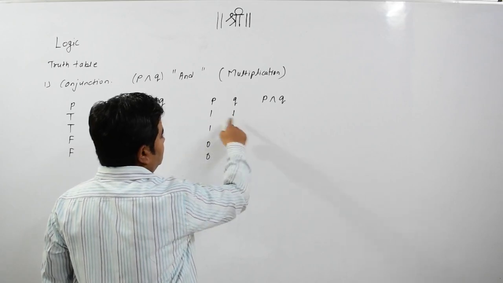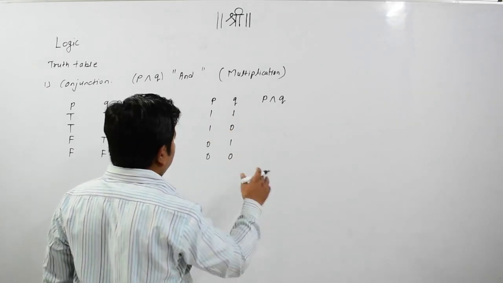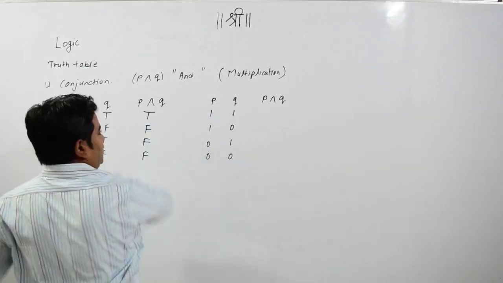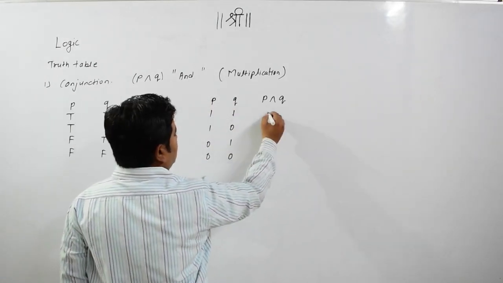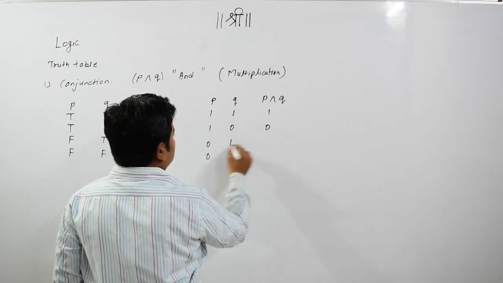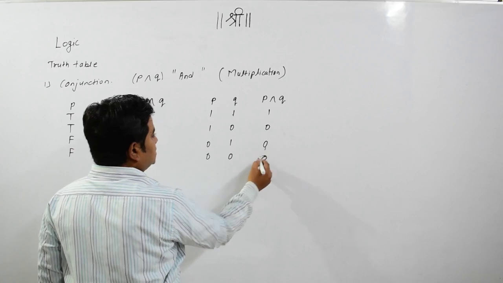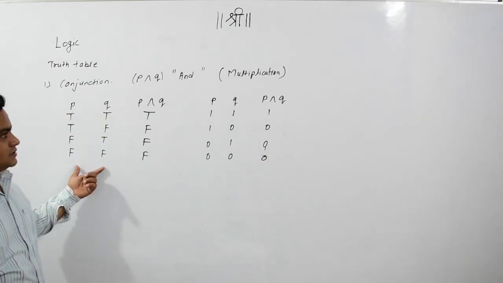So that's not the important part. Just keep in mind that you are using the multiplication process in terms of AND, that is, conjunction. So what will you get? 1 into 1, 1. 1 into 0, 0. 0 into 1, 0. And again 0. In this manner I am writing this table.